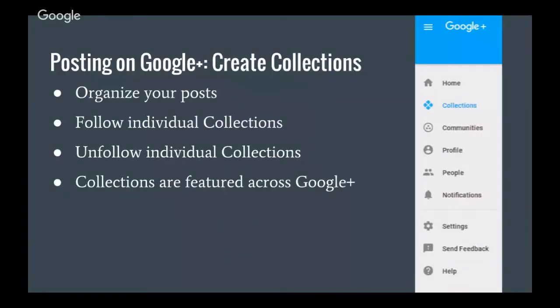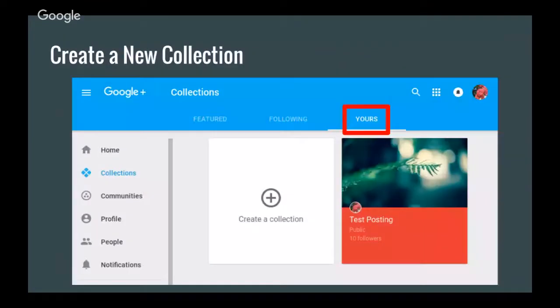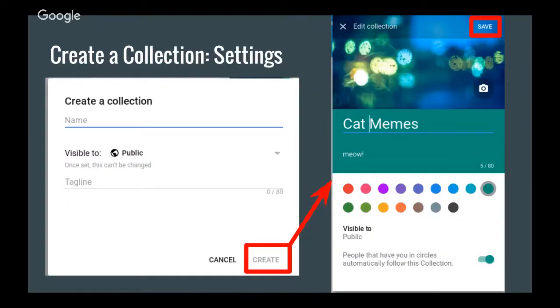Yeah, absolutely. And I just wanted to cover really briefly how to make a collection, because we've been talking about how collections are the way to go. And it's really easy. You just click Collections on the left menu in Google Plus, and then make sure you're on the tab that says Yours. Those are your collections, and you'll see a big white button there to create a new collection.